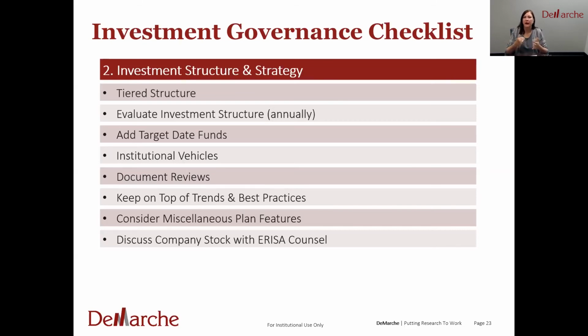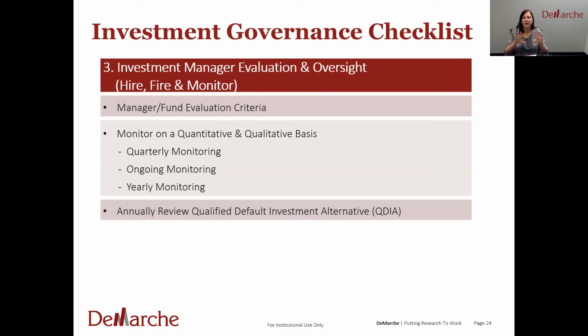Consider miscellaneous plan features like auto features. Auto enrollment is now pretty accepted. Also auto escalation feature. In other words, you increase the contribution by a certain amount based on, for example, a participant's raise every year. So there are some plan features that are becoming standard features, and they are no longer even considered unusual. Lastly, I'm going to throw in the idea of reviewing your company stock. That can be an issue. You need to have ERISA counsel's view on that. That's a DeMarche opinion.